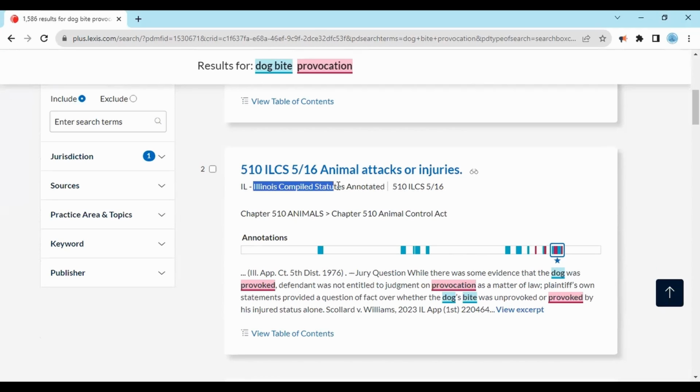Here we have the Illinois Compiled Statutes Annotated. So this is the list of all the statutes in Illinois, the state statutes. So that's kind of what we're looking for. We want to find an Illinois statute. So let's click on that one.